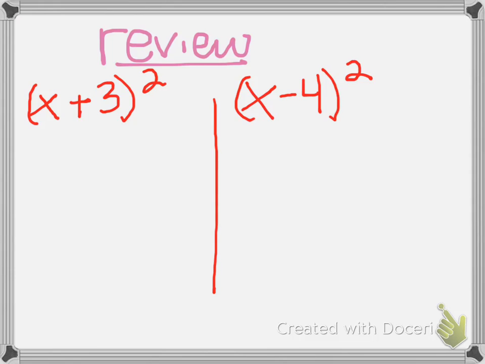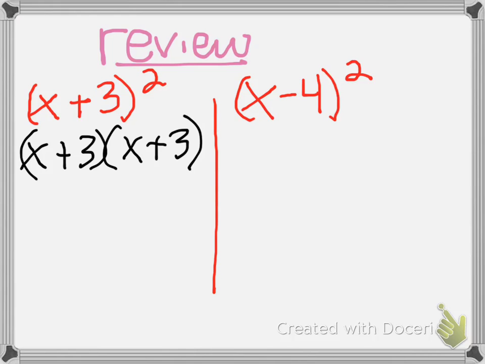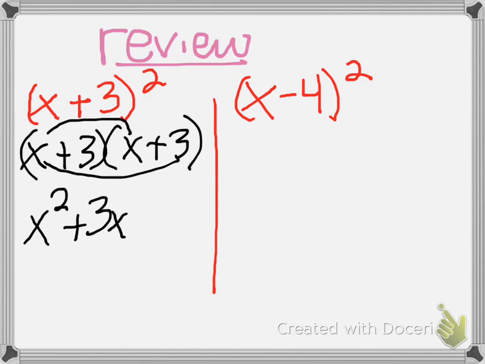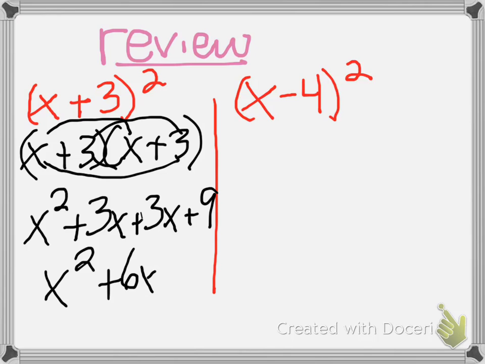Now this should be old news, but let's practice it again just to make sure that we all know what's going on. So let's look at this first one, x plus 3 squared. I could rewrite that as x plus 3 times x plus 3. Or I remember the rule, and here's foiling: x times x, x squared, x times a positive 3, 3x plus another 3x, and last plus 9. That gives us x squared plus 6x plus 9.